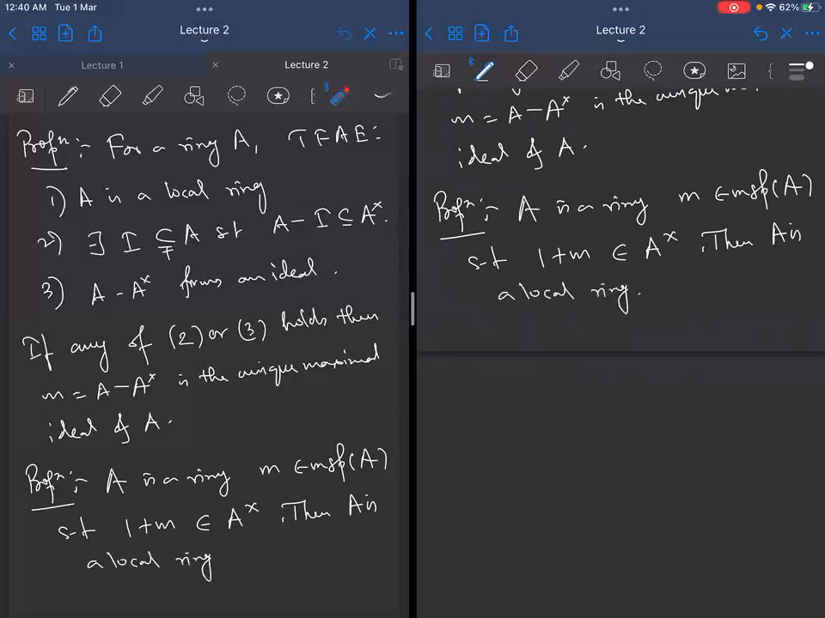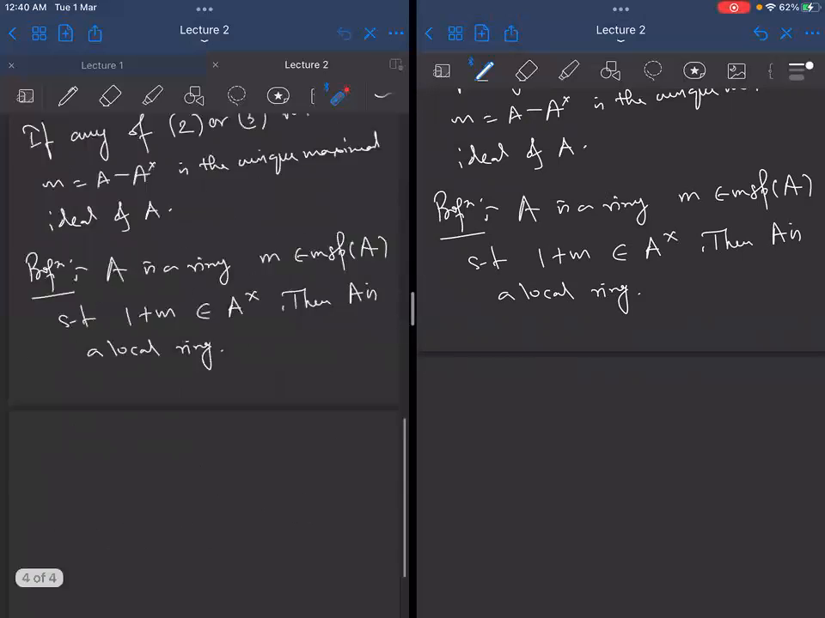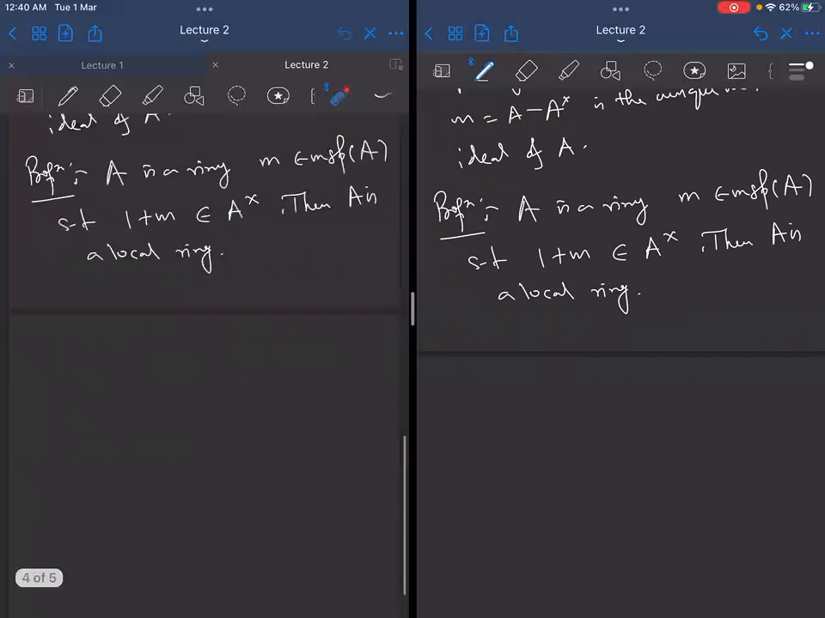So what you essentially want to show is that M is the only maximal ideal. So take any other element, let's say X, not from M. I want to prove that A is a local ring, so I am assuming that there is one more maximal ideal. I will eventually get a contradiction. If there is one more maximal ideal, let's say N, take some X in N which is not in M, I will get one such thing.